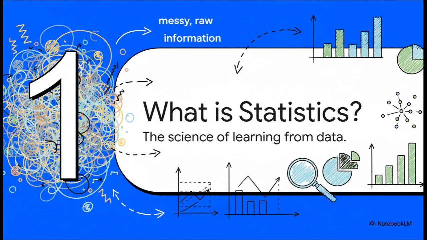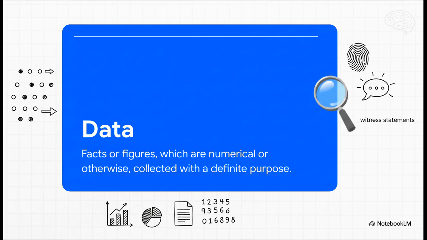So, what's the secret weapon we're going to use to sort this out? It's called statistics. You can think of it as a science of learning from data. It's the powerful set of tools that lets us turn all that chaos into clarity. First, what are our clues? In the world of statistics, we call them data. Data is just facts or figures we collect for a reason. In our case, the test scores are our data. Think of them as the fingerprints and witness statements of our investigation.